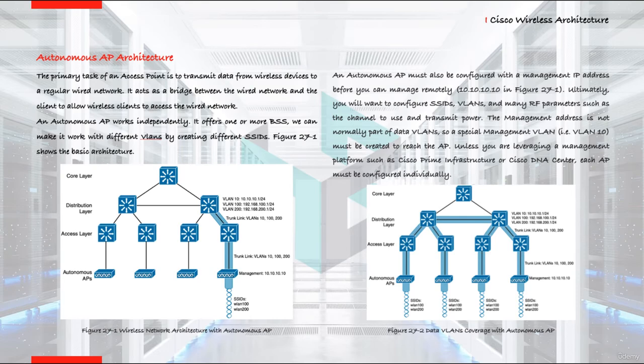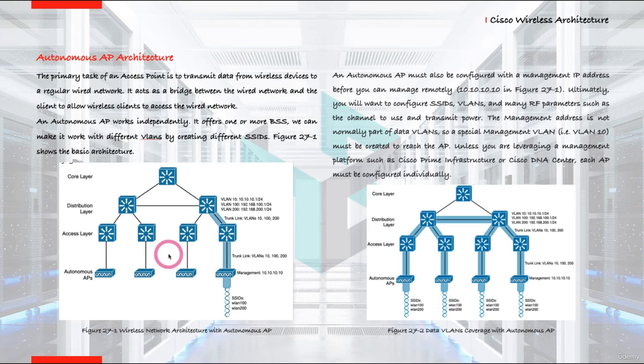What is the first task of an access point? The main task of an access point is to provide data from wireless devices to the wired network, which acts as a bridge between the wired network and wireless clients. Autonomous access points can operate independently on their own, creating multiple BSSs and different SSIDs, allowing them to work across LANs. In the figure here, we have access layer level switches.